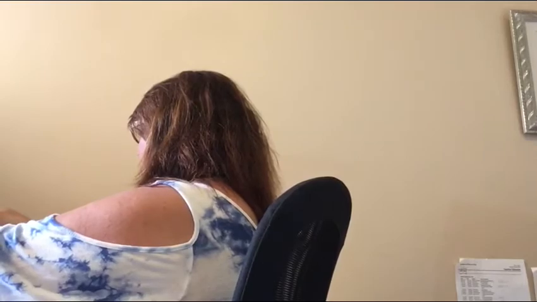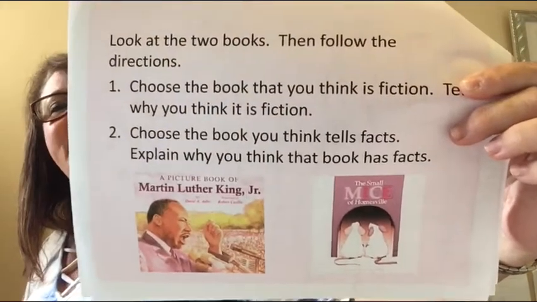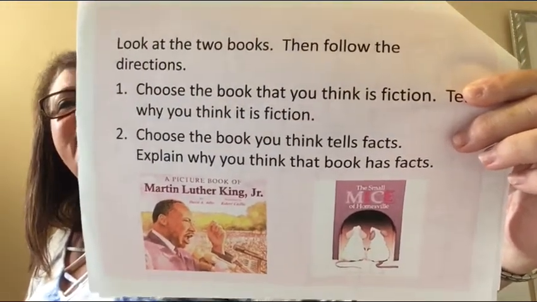The next book is, look at these two books, then follow the directions. Choose the book that you think is fiction. Tell why you think it's fiction. Choose the book that you think tells facts. Explain why you think the book tells facts. Okay, so there's a book of Martin Luther King Jr. And there is a book called The Small Mice of Holmesville. Which book is fiction and which book is non-fiction?